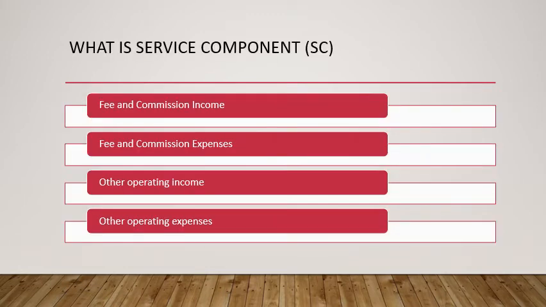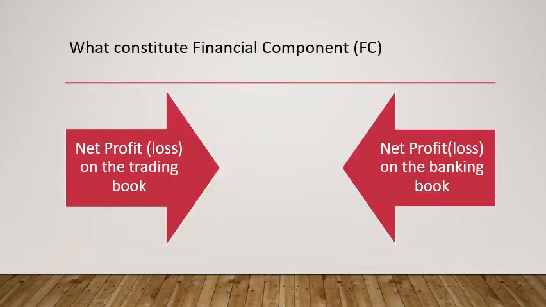Now, what exactly is the service component which is also being considered? ILDC plus SC plus FC gives us BI, as we saw earlier. We have already looked at ILDC, and now we are looking at SC. Under the service component, we have the fee and commission income that a bank makes and the expense it may have to incur for fees paid on services it has availed, other operating income, and other operating expenses. So broadly, four heads constitute SC, the second component. And then we also have FC, which looks at net profit or loss from the trading book and net profit or loss from the banking book. Banks maintain a trading book and a banking book.